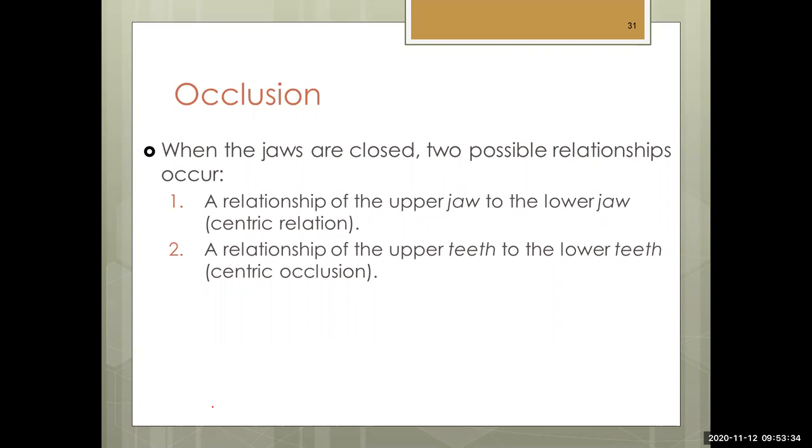So when the jaws are closed, you have two possible relationships. You've got centric occlusion and centric relation. You need to know the difference between the two. Centric relation is the relationship of the upper jaw to the lower jaw, versus centric occlusion is the upper teeth to the lower teeth. So relation is the jaw and centric occlusion are the teeth. Centric relation versus centric occlusion. How do the jaws meet and how do the teeth meet?